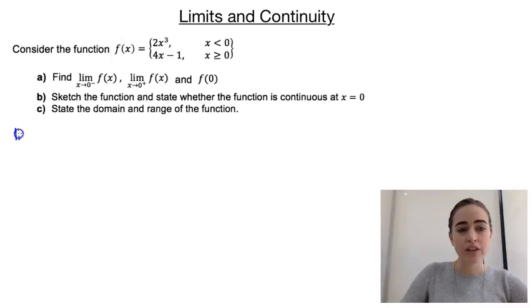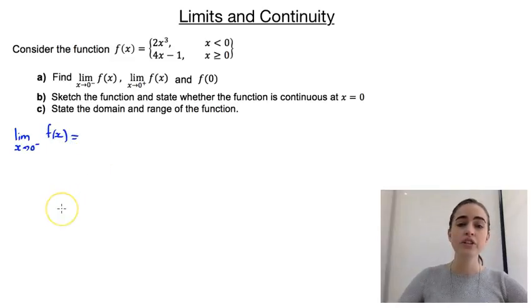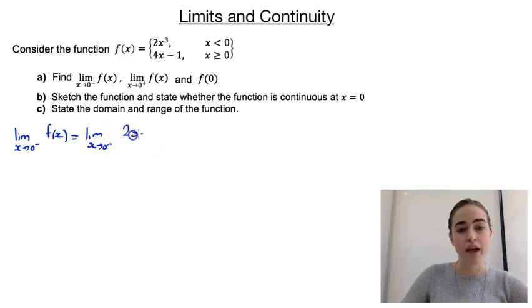So first we've got the limit as x approaches 0 from the negative side of f of x. So because we're approaching 0 from the negatives, then we're going to be looking at this section here because this is when x is less than 0. So we're looking at this function here, this 2x cubed. So we'll write the limit as x approaches 0 from the negative side of 2x cubed. And then we'll substitute in that 0 and we will just get 0.